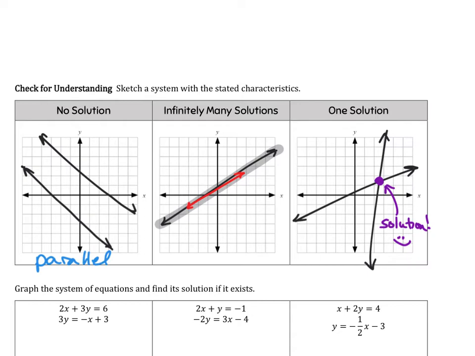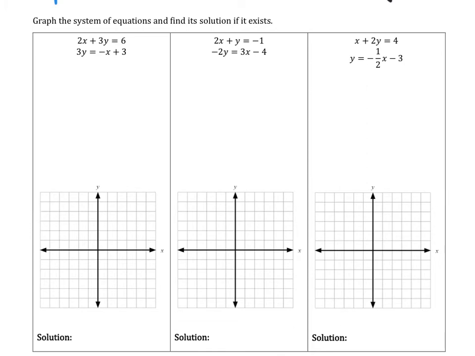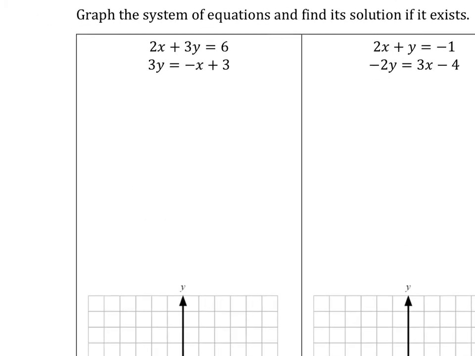Now, like I said earlier, we're not hand graphing these things. We're going to let technology graph and just sketch. I'm worried about the solution, not necessarily your hands and your rulers graphing these. We have 3 examples here. We're going to graph each system of equations, sketch, and then find its solution if it exists. Okay.